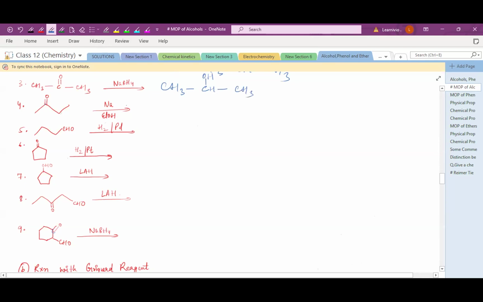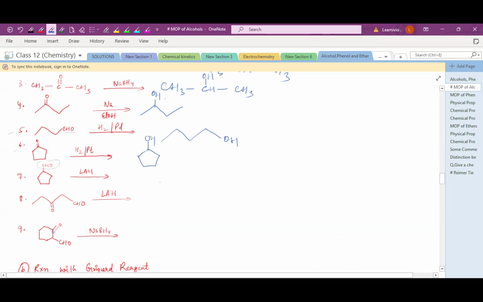Okay, good. This one, fourth question. CH3CH OH CH2CH3. Fifth one. Cyclopentanol. Fifth one is cyclopentanol. Sixth one is the, no, ma'am, sorry. Fifth one is CH3CH2CH2CH2OH. Okay, good. This one is a cyclopentanol.